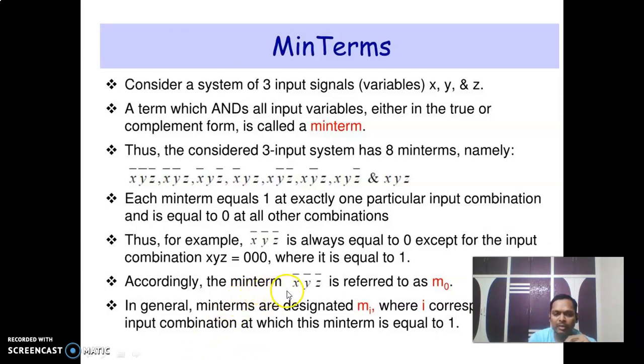Accordingly, the minterm x bar y bar z bar is referred to as minterm M0. The second one, x bar y bar z, is the minterm called M1. Like that, the final one, x y z, is the minterm called M7, because it has a total of 0 to 7, 8 values. That's why the minterms are called M0 to M7. In general, minterms are designated Mi, where i corresponds to the input combination at which this minterm is equal to 1.